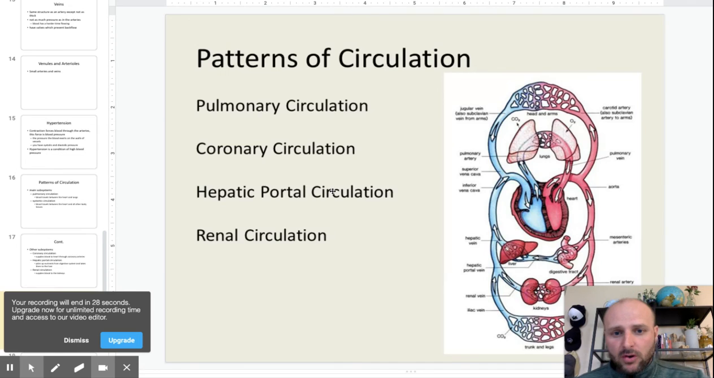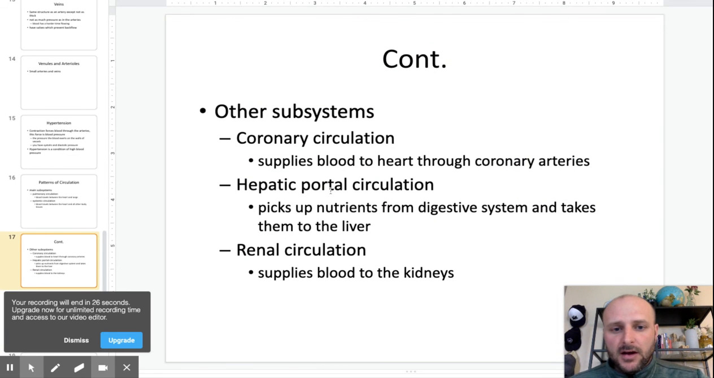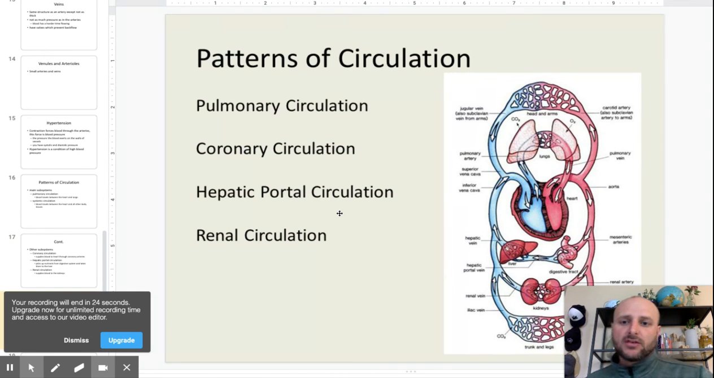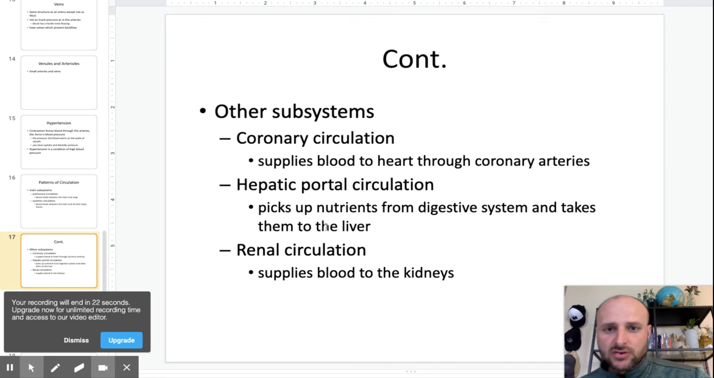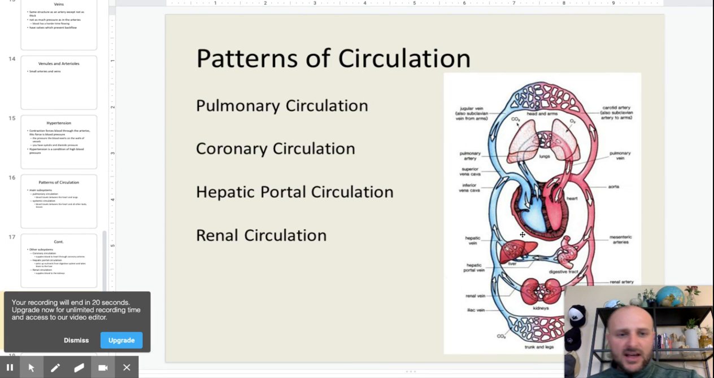The hepatic portal circulation takes it to the liver. The renal circulatory system takes it to the kidneys. And you can see a picture of that here.